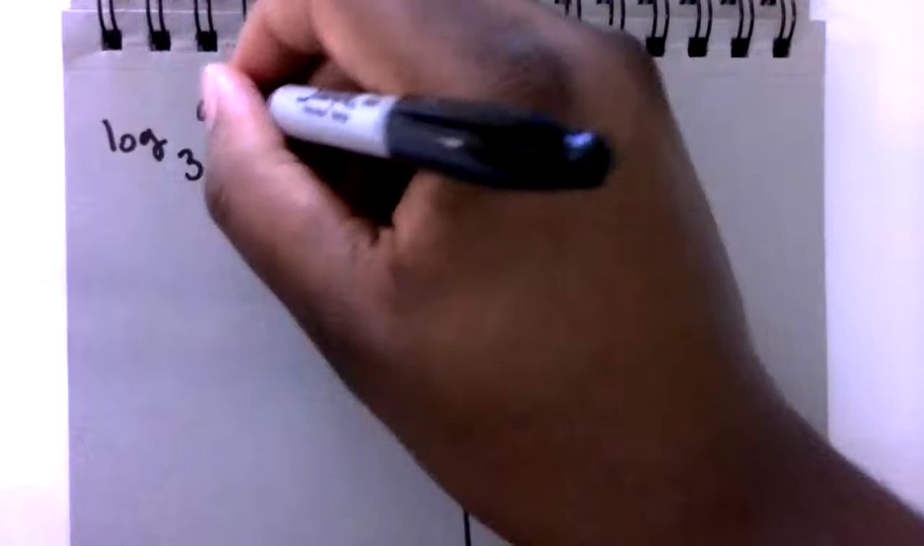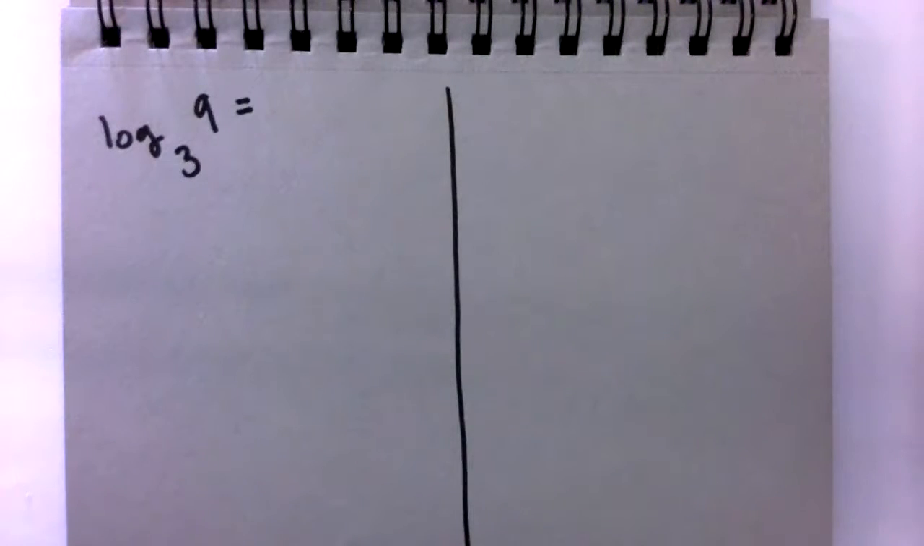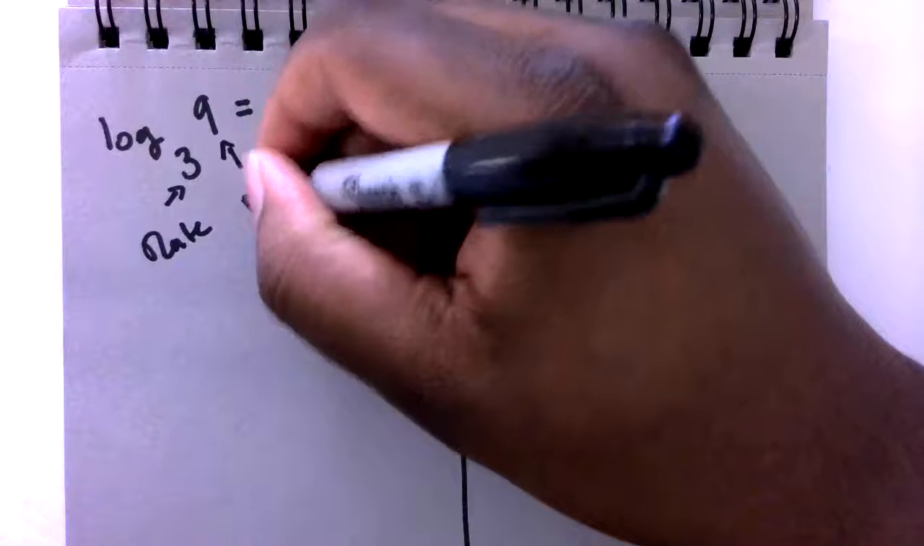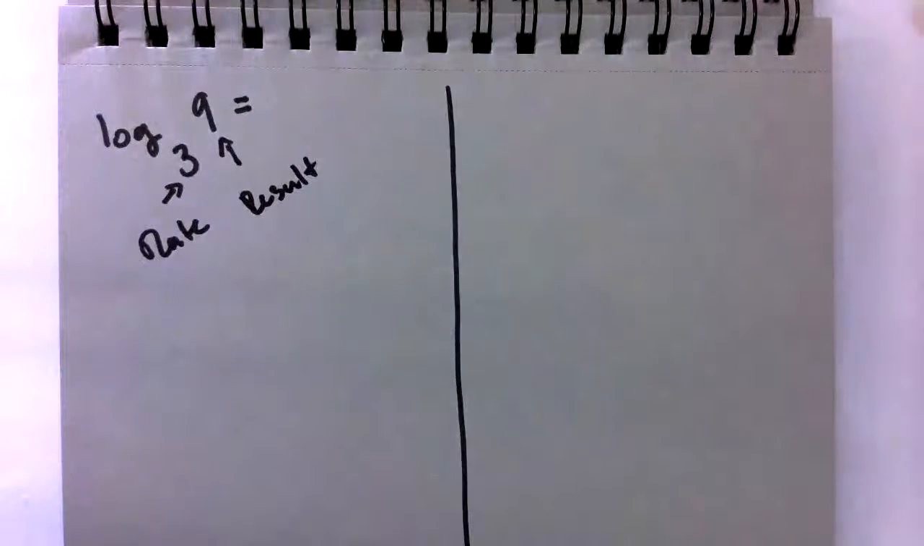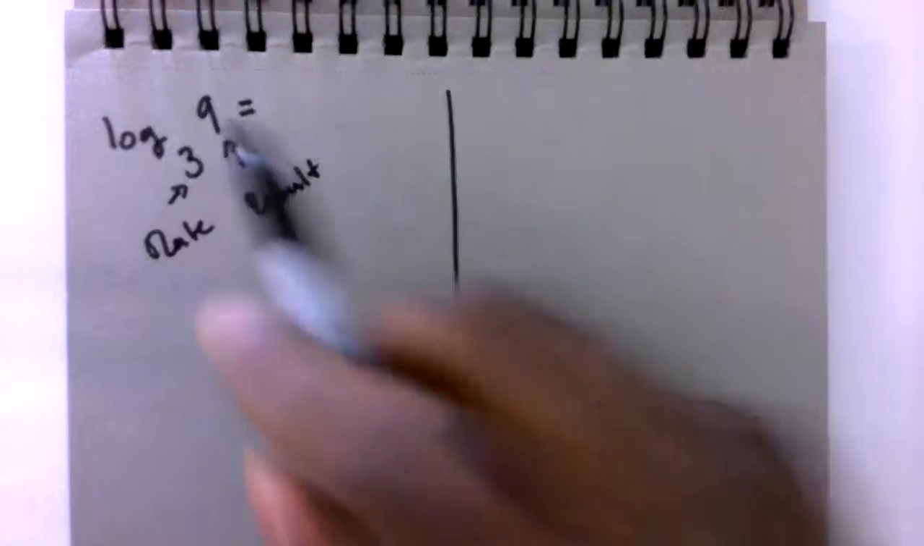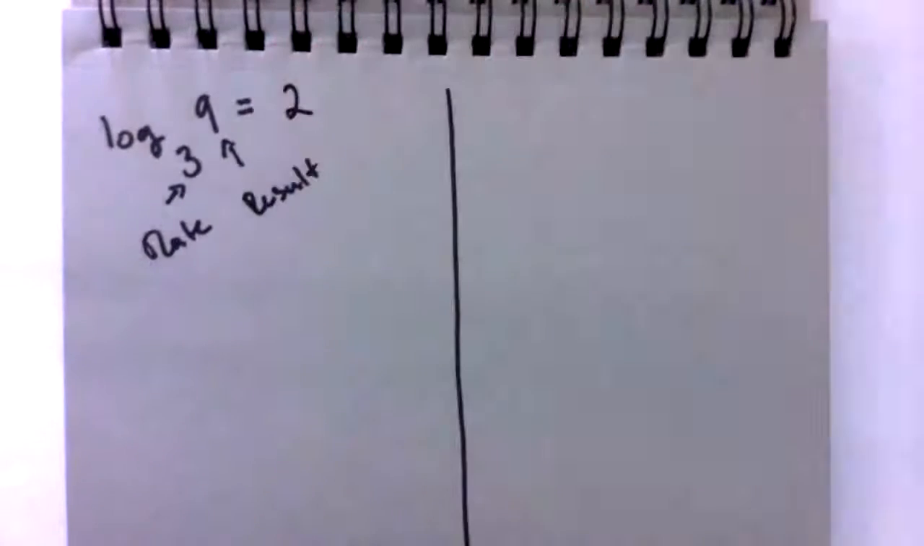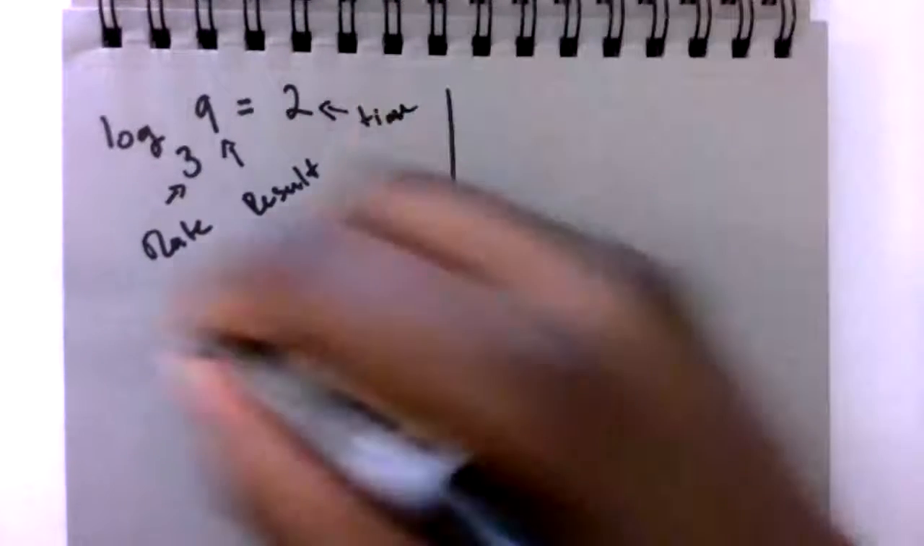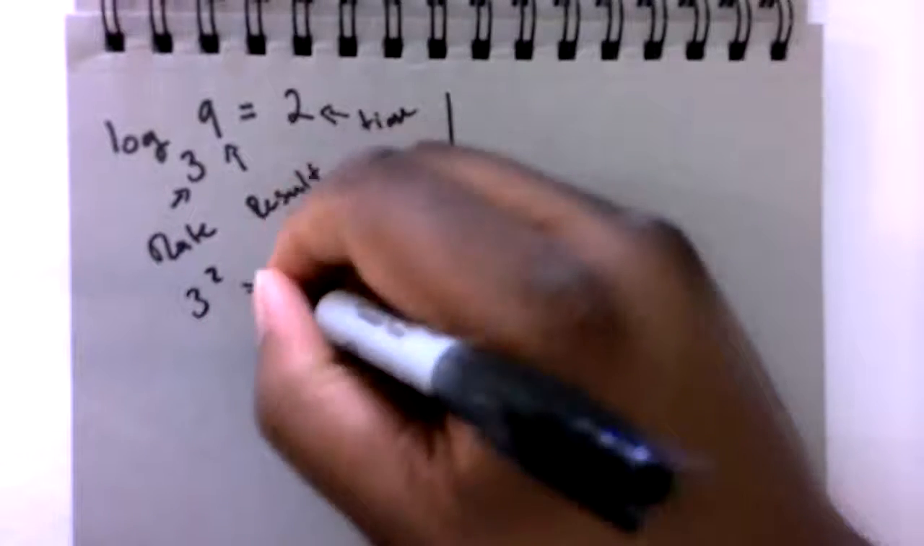All right. What is log base 3 of 9? Well, let's think about it. The rate is 3. The result is 9. How many times will I have to triple to get to 9? The answer is twice. Why? Because 3 to the second power is 9.